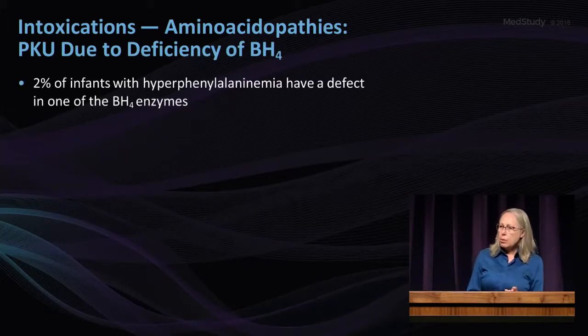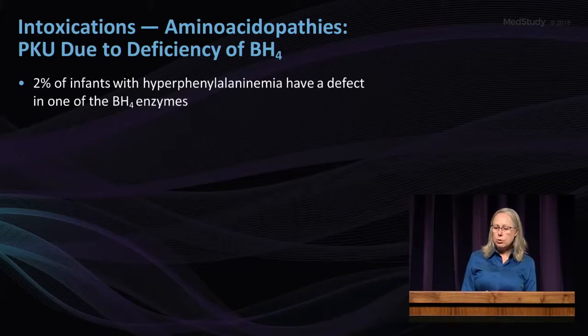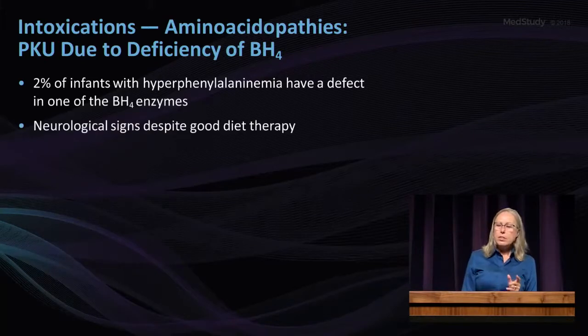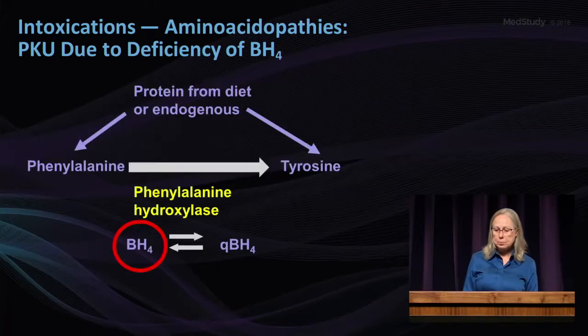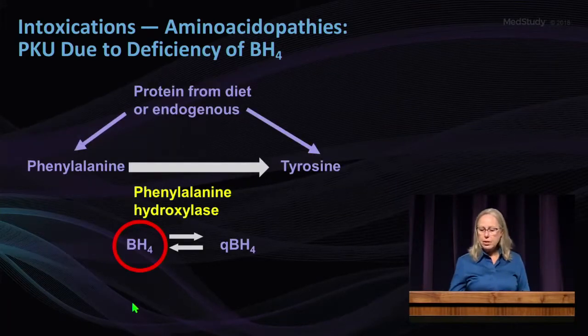So about 2% of babies that have a high Phe level on their newborn screen actually have a defect in recycling tetrahydrobiopterin. These kids will continue to have neurologic signs despite great dietary therapy, and you have to treat them with extra tetrahydrobiopterin, L-DOPA, and 5-HT. So again, you need the tetrahydrobiopterin to make the phenylalanine hydroxylase work.